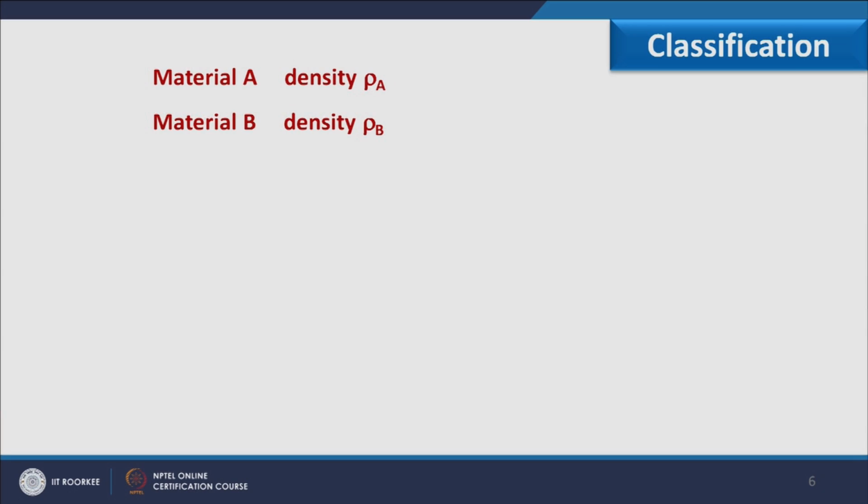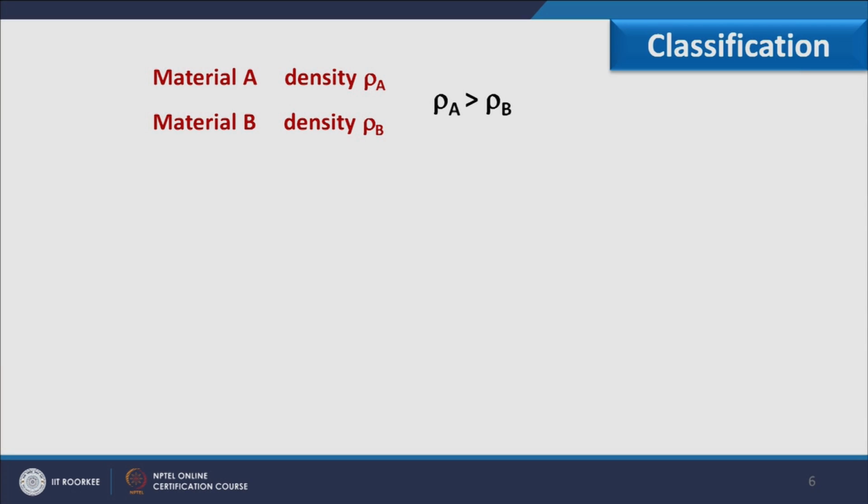So, here you can say that according to size as well as density, both we will use to separate the particles from a mixture. For example, if I am having two materials, material A of density rho A and material B of density rho B, then what will happen? If rho A is greater than rho B, if A is having more density in comparison to B, so obviously when we separate based on the density, material A will settle first before B.